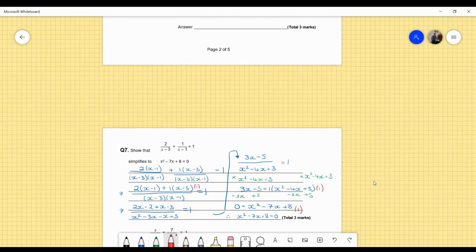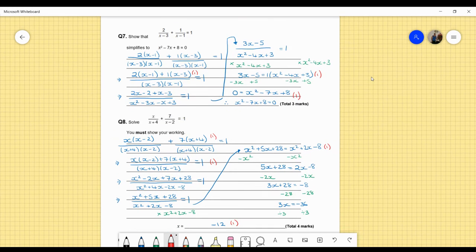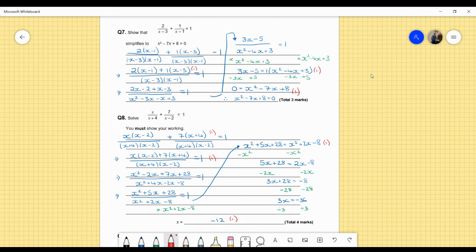We then have a look at question 7. Question 7 and 8 are quite similar, but in question 7 you only had to get part way through rather than fully solving it. So again, we need to add our fractions, so we need a common denominator, which means we're going to multiply the x minus 3 by the x minus 1. And then we need to get the correct numerator.